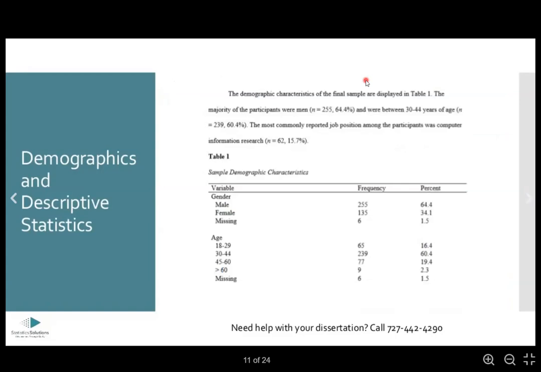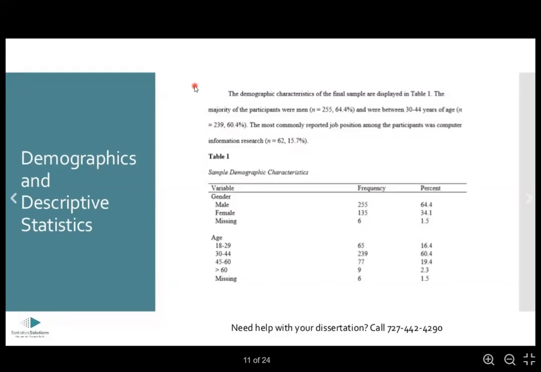So here we have a few examples. This is an example of how you might convey the demographic characteristics of your sample. Tables are a great tool. I recommend putting this in a table whenever possible, and also having a narrative description that is capturing the highlights or the summary information about your table.